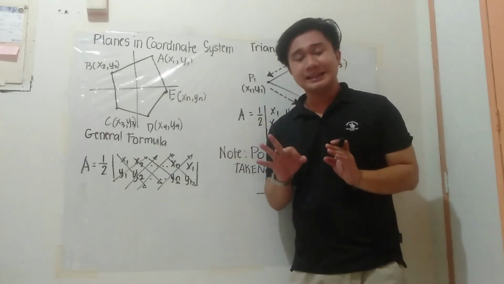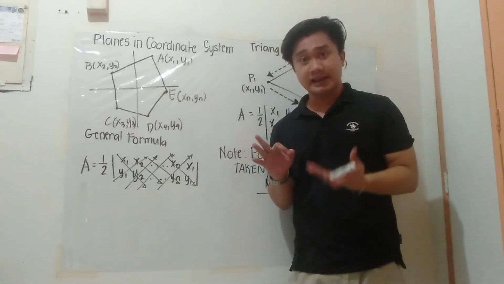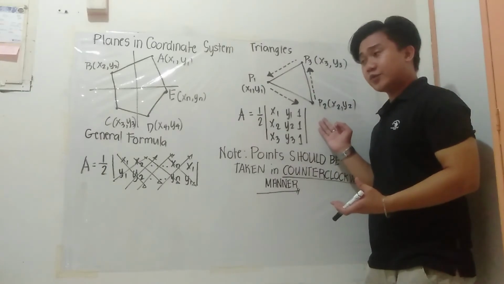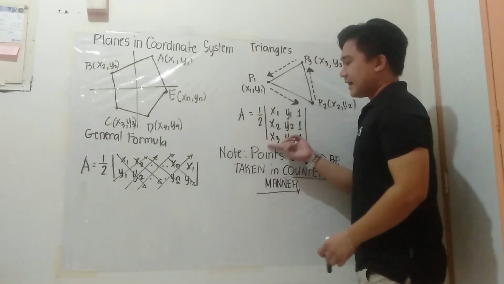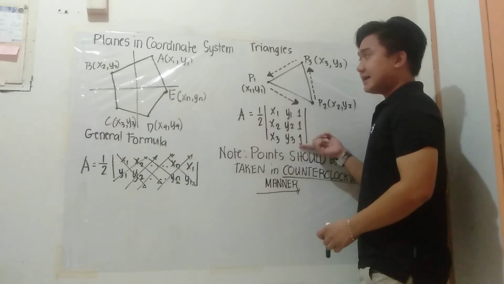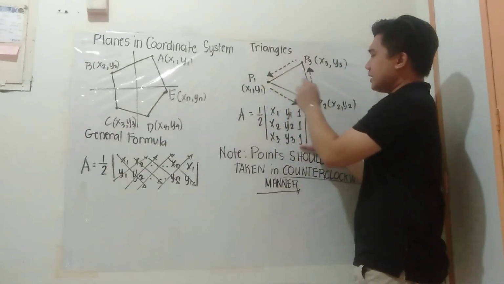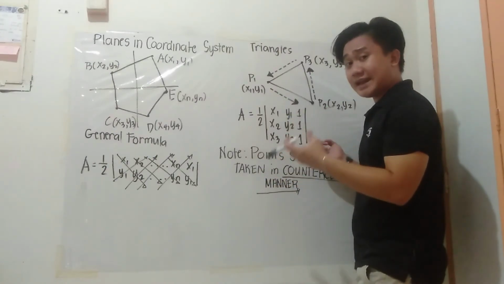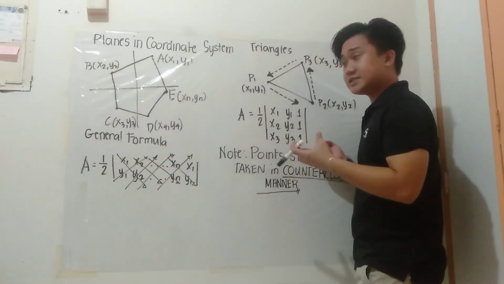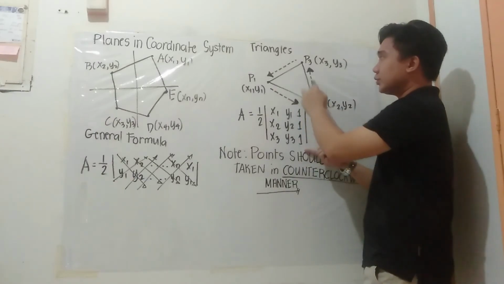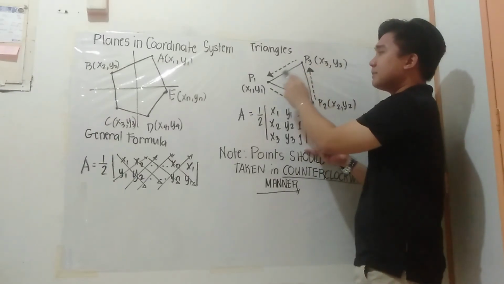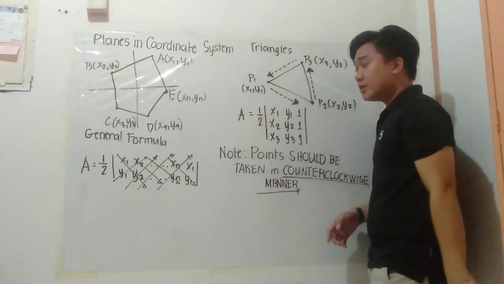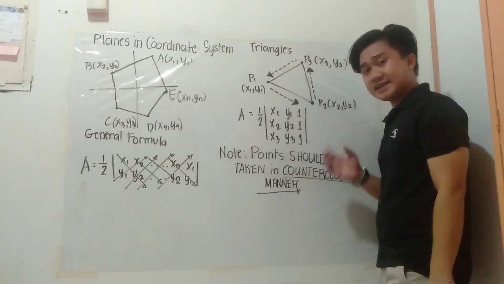Kasi kapag 3 sides, let's say triangle yun, tama ba? Kasi 3 sides, may iba po tayong formula. So, pwede tayo makabuo ng isang 3x3 matrix. I have here point 1, point 2, and point 3. And as you can see also, I have taken the points in a counterclockwise manner. Point 1, point 2, point 3. Or pwedeng point 3, point 1, point 2. Basta, counterclockwise mo dapat i-take or i-list.